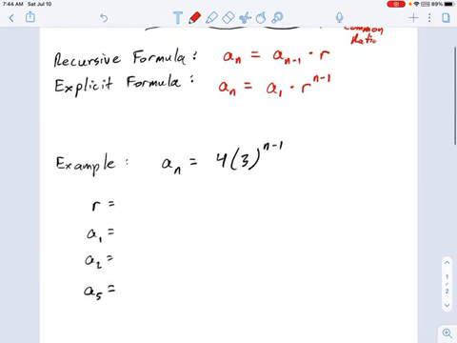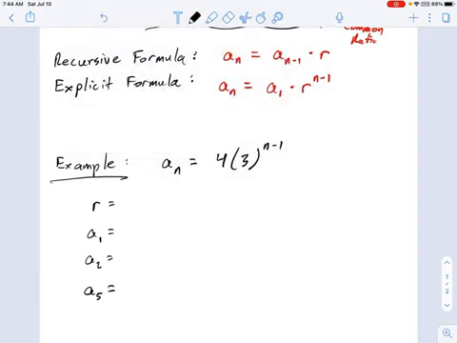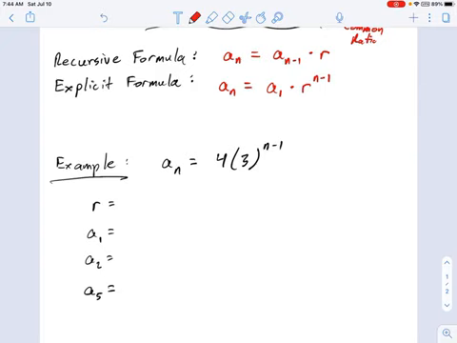We have this example here, and I'm going to say if a_n, that's the explicit formula, or the formula for the nth term, if a_n equals 4 times 3 to the n minus 1, what's r, what's a_1, what's a_2, what's a_5, and so on? Well, take a look at this formula, the explicit formula, and compare it to what we have here. When you see an n minus 1, that's a dead giveaway that whatever the exponent is operating on is your ratio. So we have it right there, r equals 3.